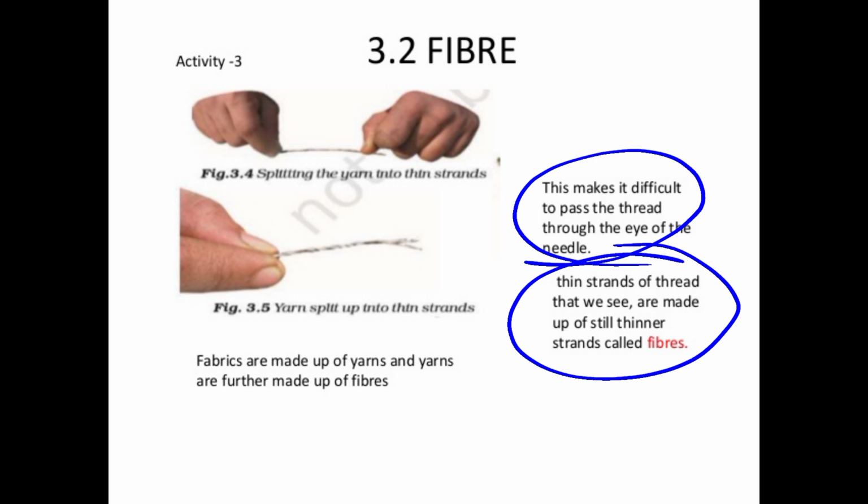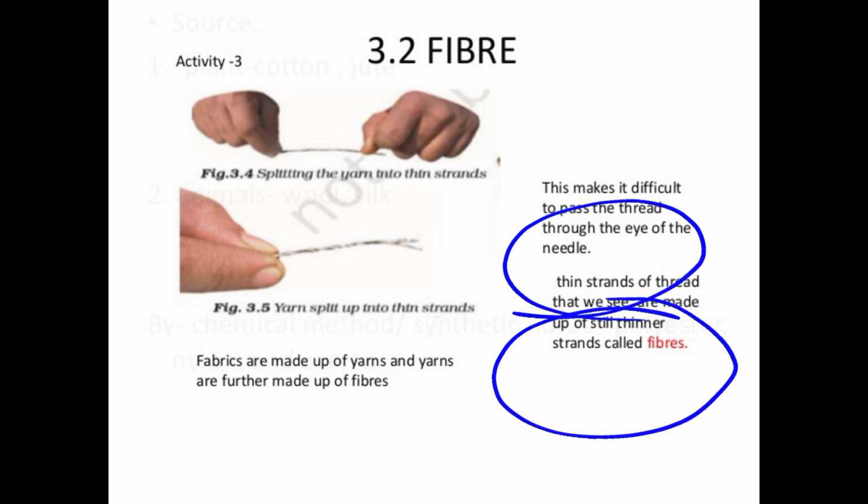So our fabrics are ultimately made up of fibers, which are first twisted to make the long threads called yarns. Then yarns are intertwined to make fabrics. Fine. Now the question arises: where does this fiber come from? Where do these fibers come from? What are the sources of different kinds of fibers?